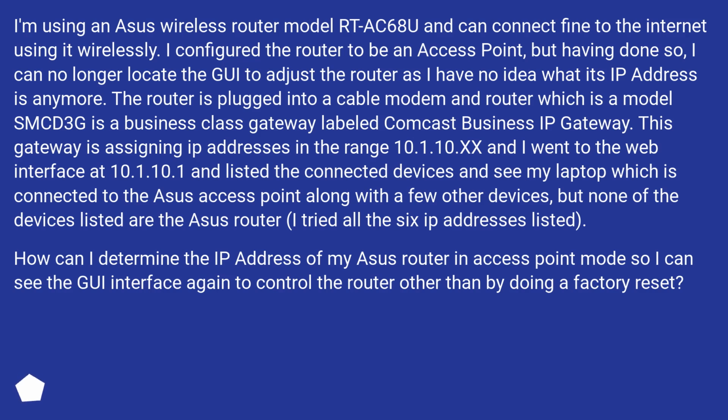But none of the devices listed are the Asus router. I tried all six IP addresses listed. How can I determine the IP address of my Asus router in access point mode so I can see the GUI interface again to control the router, other than by doing a factory reset?